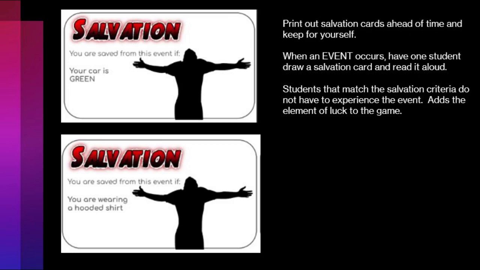So they might pick the salvation card that says you're saved if your birthday is in the first half of the year. So all the students born in January through June don't have to do anything with the event. It's like it never happened. Those that were not saved have to respond to the event accordingly with the appropriate expenses. All of the slides in the deck spell out pretty well what to do.